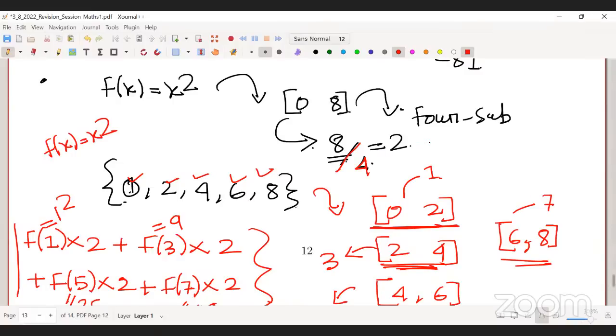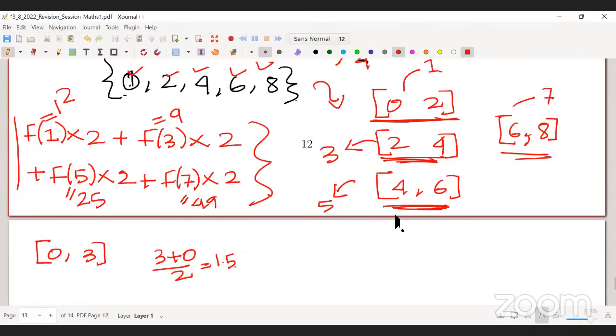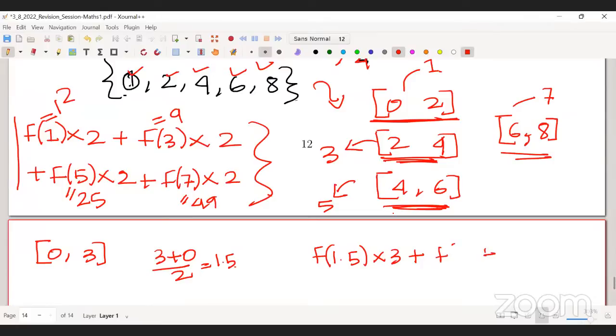So from 0 to 3, my first interval will be from 0 to 3. Then what will be the midpoint? You take 3 plus 0 by 2, which is 1.5. Then we have to find f of 1.5 times 3. Then 3 to 6, so f of 4.5, and so on. So it depends on the interval and how many subintervals you are taking.